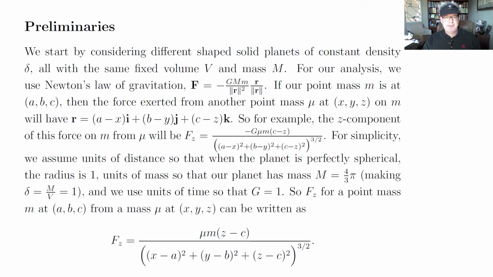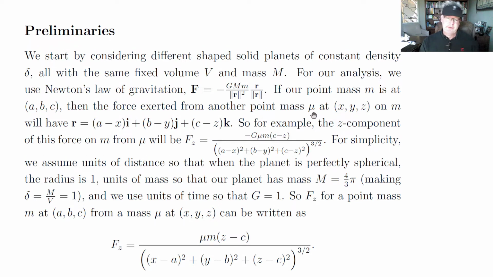Anyway, first some preliminaries. Obviously we'll use Newton's gravity, and we're going to put the hill at the North Pole, so we don't have to worry about the z component of gravity. Here's the vector form. If I just look at the z component, it would be from this. We've got our point mass m at a, b, c. We've got some mass mu at x, y, z, and so this will be the pull.